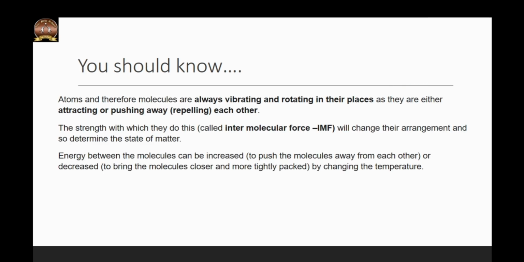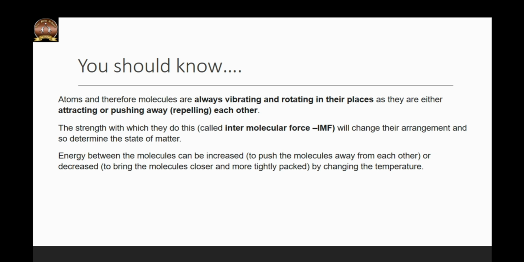Generally, when you think about solids, you think about substances which are rigid and which do not move at all. If you look deep down into a substance, this is not the case. The atoms, and therefore the molecules, are always vibrating and rotating around the bonds that they have in their places. That is, they are either attracting each other or pushing away, or repelling each other.